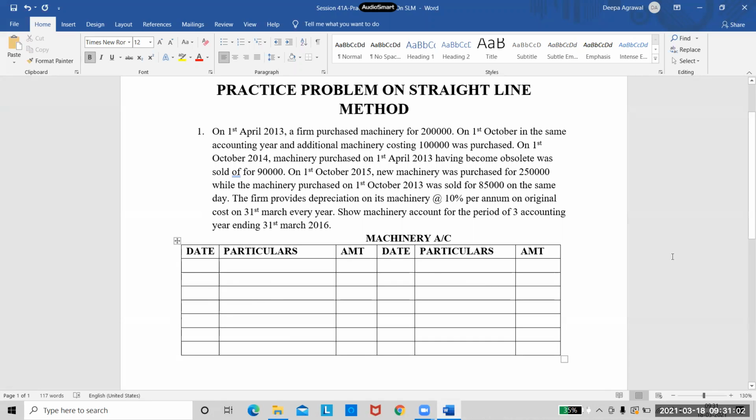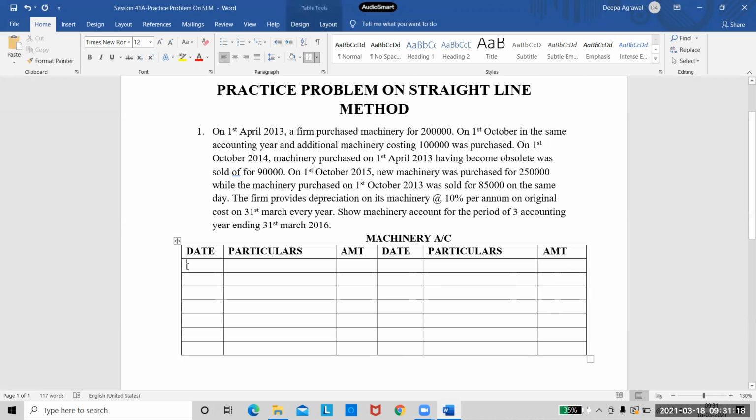So how do we start the account? Tell me quickly, how do I start? What do we do in the first entry? Yeah, first entry we write when the asset was purchased. When are we purchasing the first asset? 1st April 2013. So write the entry there as to cash / bank and in brackets put it as machinery number 1. So that we remember. And we purchased it for 2 lakhs. So I put there 2 lakhs.